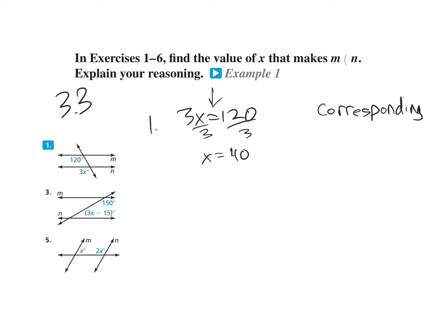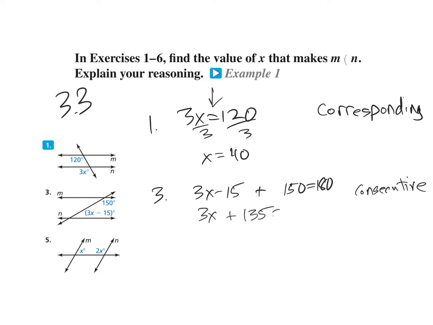All right, number 3, that was number 1. Number 3, same thing. Why do we know that these two lines are parallel? 3x minus 15 and 150 are consecutive interior angles. Consecutive means supplementary, so we add them together and they equal 180. The value of x that makes this equal to 180 would make the two lines parallel. So negative 15 and 150 would be 135. We subtract the 135 and we get 3x equals 45, and divide off the 3, x is 15. And if x is 15, then m and n are parallel.